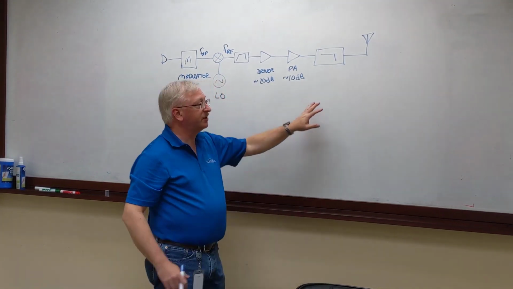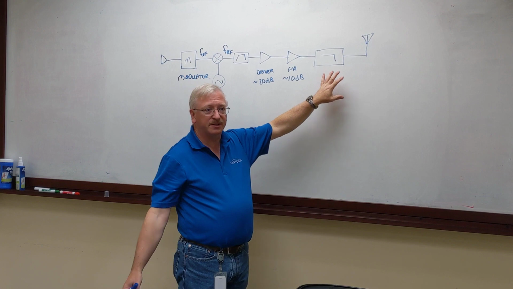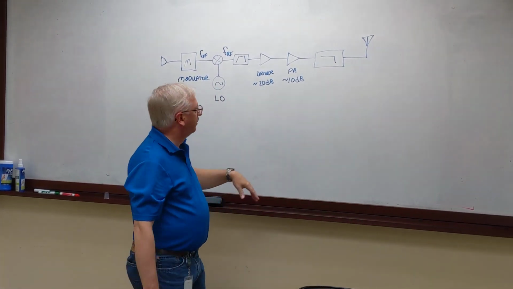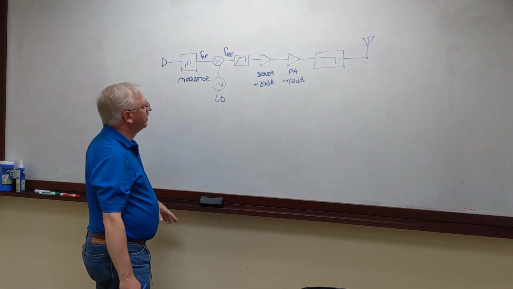And then your power amplifier has harmonics on its output, and so the low pass filter is to get rid of those. And those are usually required by the FCC or other organizations for a proper signal.